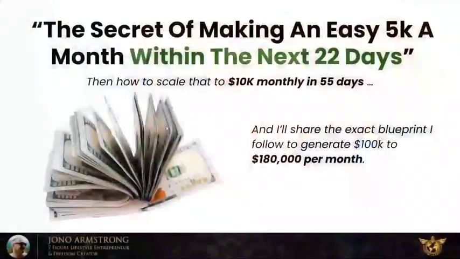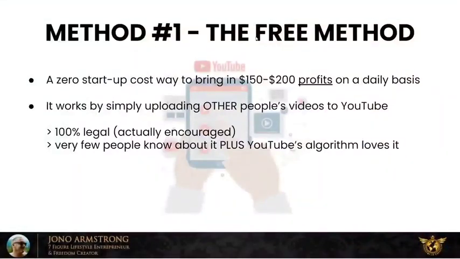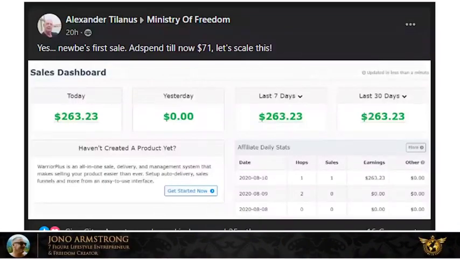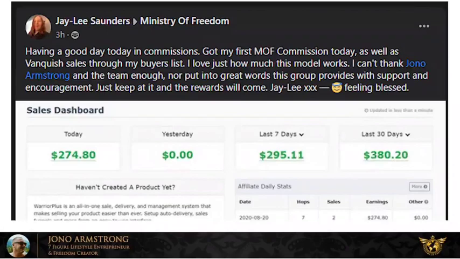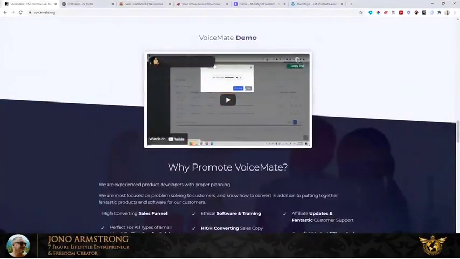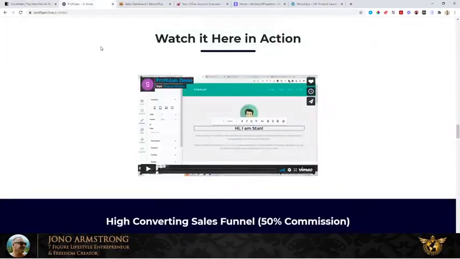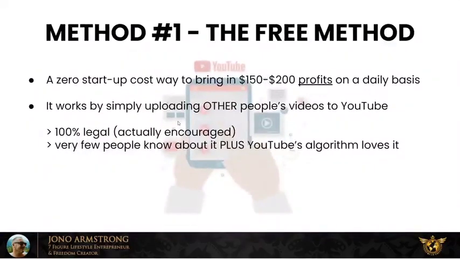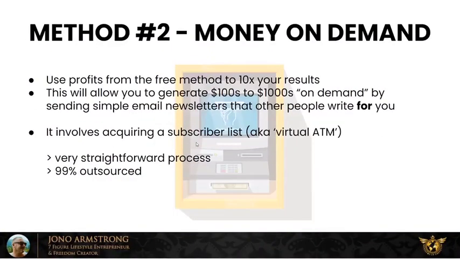So on this call today, my intention is to show you not one, but three money-making methods. Starting with method number one, which is the free method. And this is a zero startup cost way to bring in $150 to $200 profits on a daily basis. And it's pretty simple. It works by simply finding these demo videos that these software and app companies have made for us to use. And we simply take these demo videos and we upload them to YouTube to make money. Now, this is 100% legal and it's actually encouraged, and very few people actually know about this. Plus, YouTube algorithm actually loves this. So that's method number one.